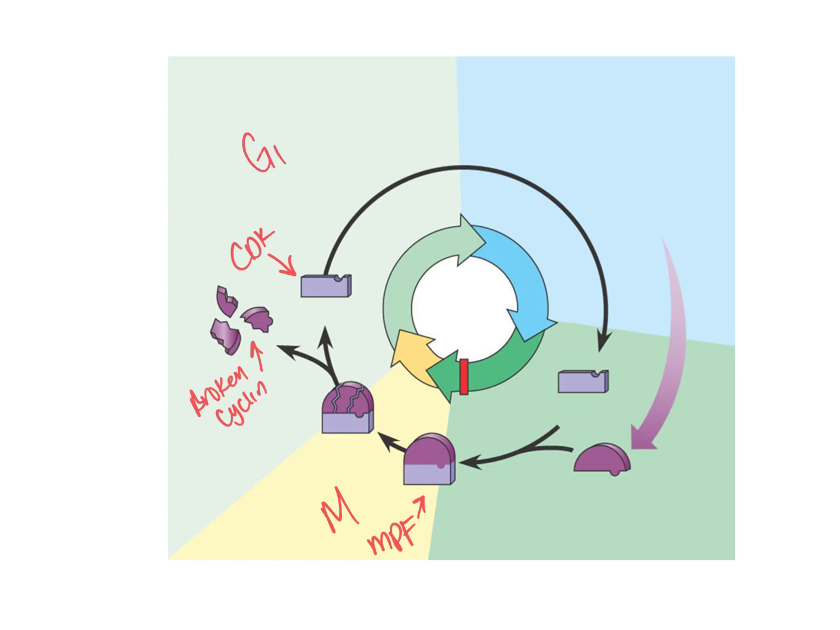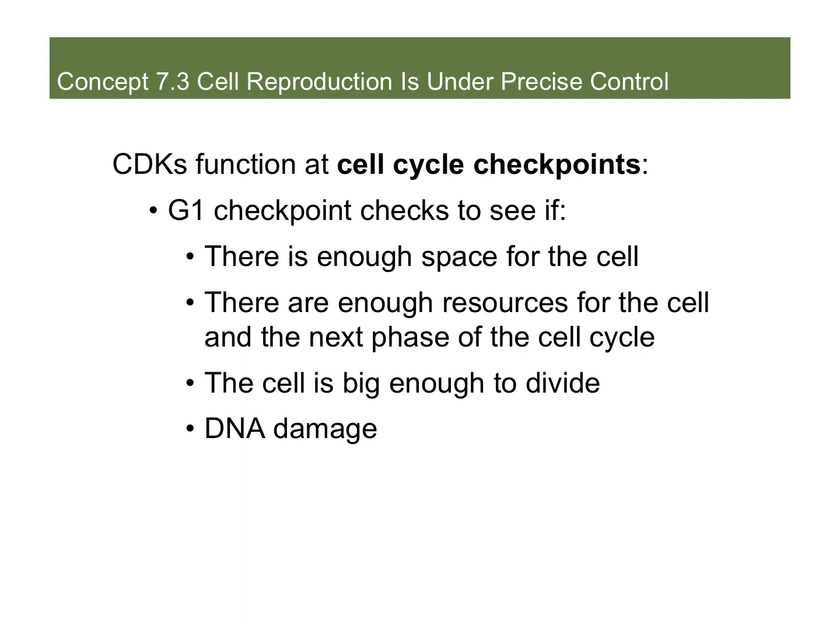And as the cell continues through the rest of the cycle, so this would be S, this would be G2, the amount of cyclin is starting to increase again. The cyclin is starting to bind more and more to the CDKs, forming that MPF. And when the levels of MPF get high enough, that triggers the next M phase. Now, these CDKs function as cell cycle checkpoints.